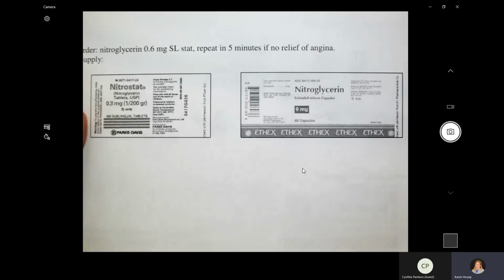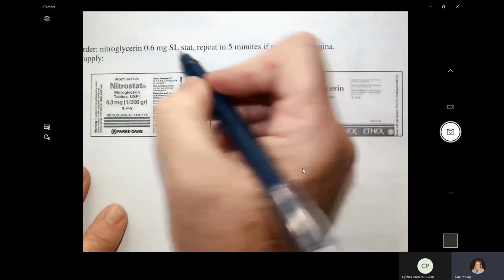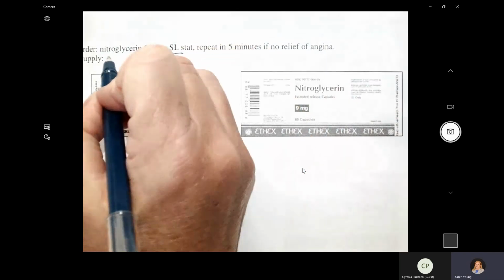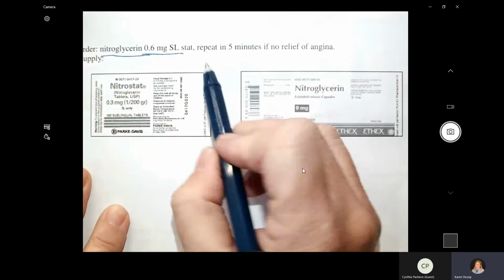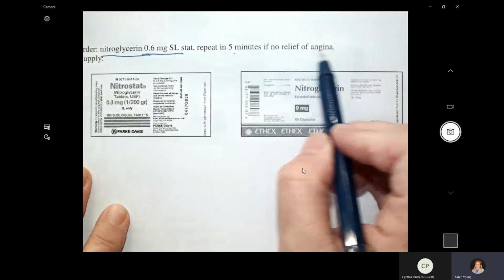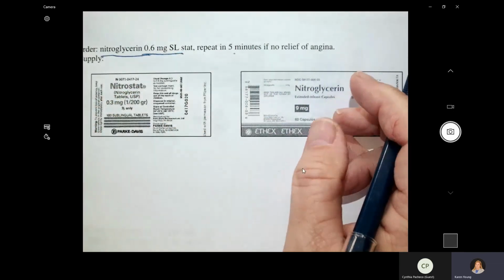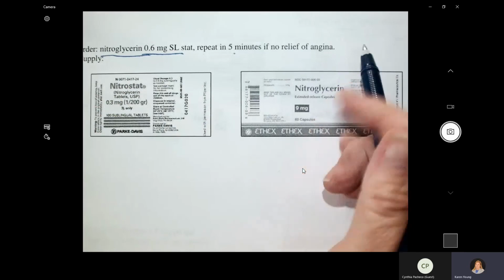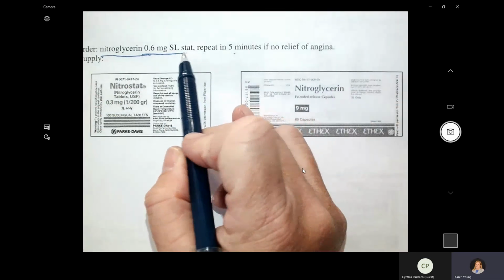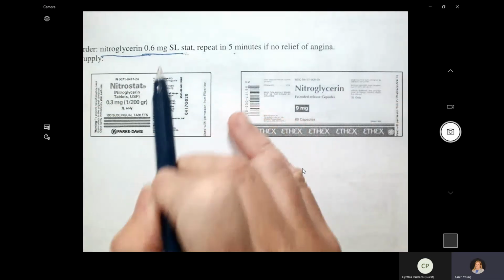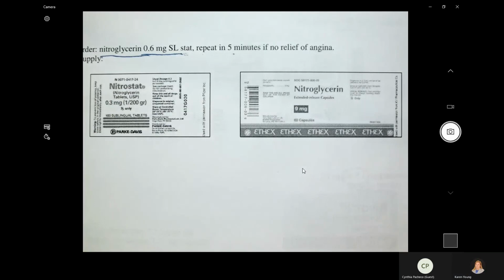All right. So in this order, we've got the order for nitroglycerin 0.6 milligrams sublingual. All right. So we need this whole thing. We don't necessarily need the stat, but, and then it says repeat in 5 minutes if no relief from angina. Angina is just chest pains or discomfort in the chest. Stat means immediately, so we need to give this medication as soon as possible.